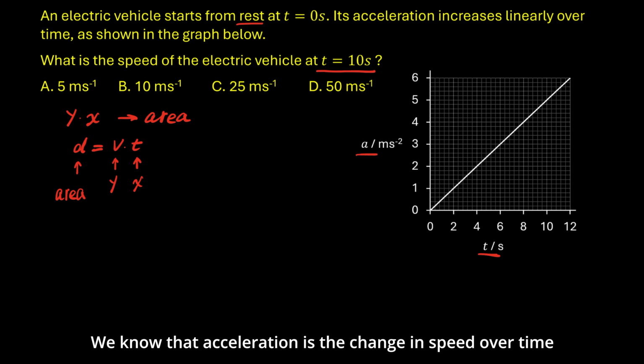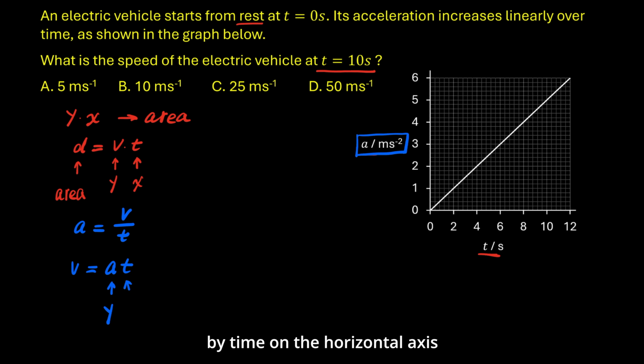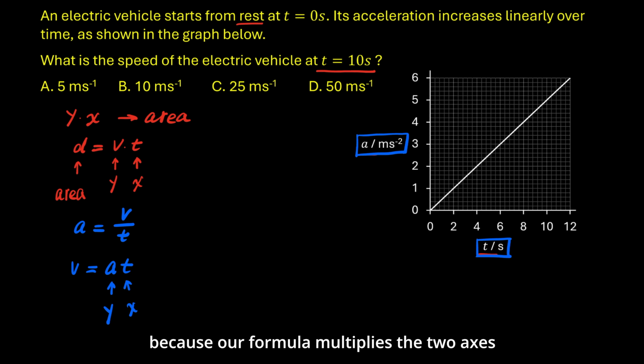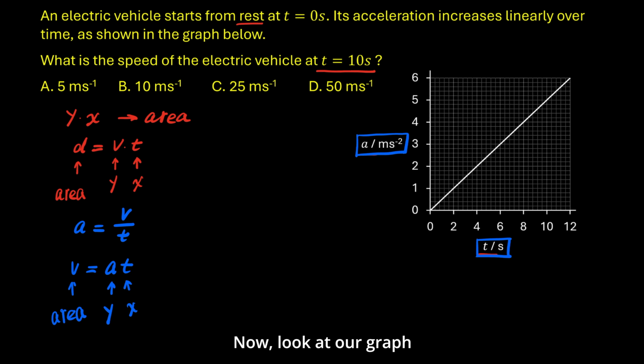Think about it. We know that acceleration is the change in speed over time. We can rewrite this as v equals the acceleration multiplied by time. Look at this formula. We're multiplying acceleration on the vertical axis, a is on the vertical axis, by time on the horizontal axis. Time is on the horizontal axis. Just like before, because our formula multiplies the two axes, then the speed is represented by the area under that line. Now look at our graph.